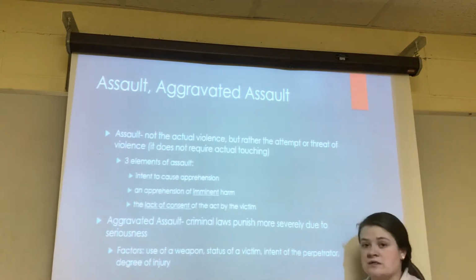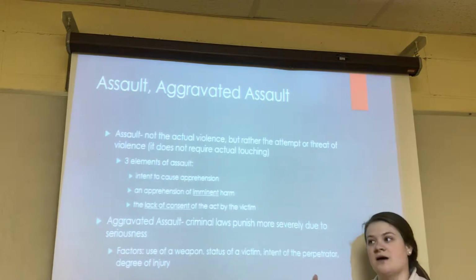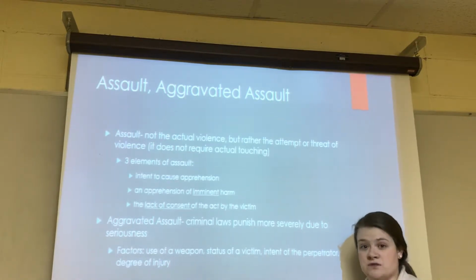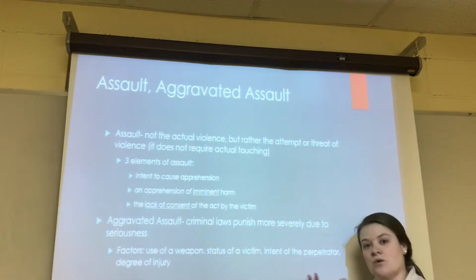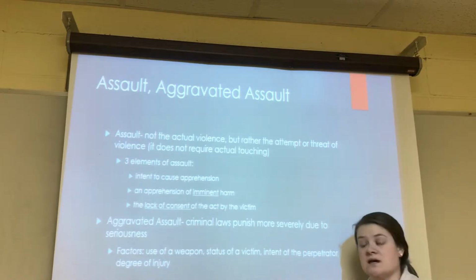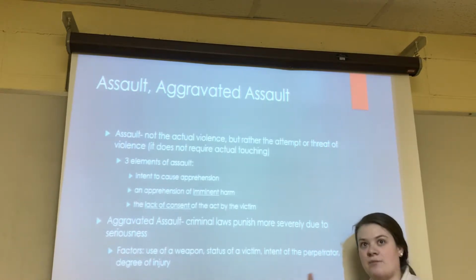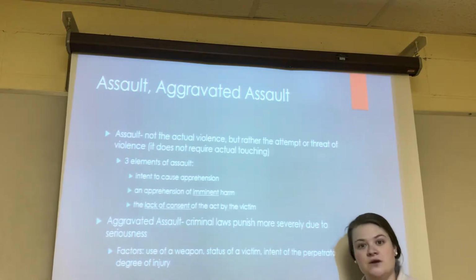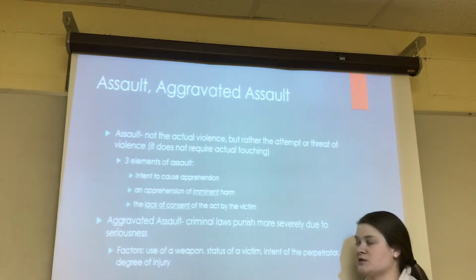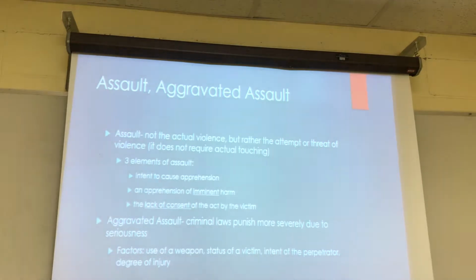And so next we'll go into battery. But I want you to keep in mind that assault doesn't have to be physical. Okay, now sometimes it will go hand in hand with battery. Most of the time it does. But that apprehension, I really want you to think assault, apprehension, it's a lot of times the fear of what's to come or the potential harm, the potential danger.